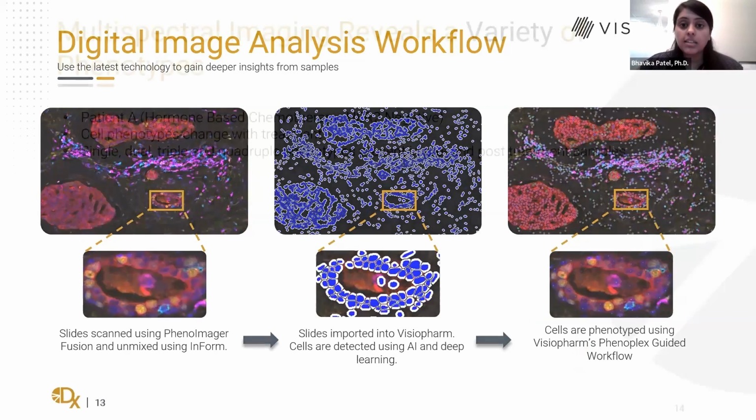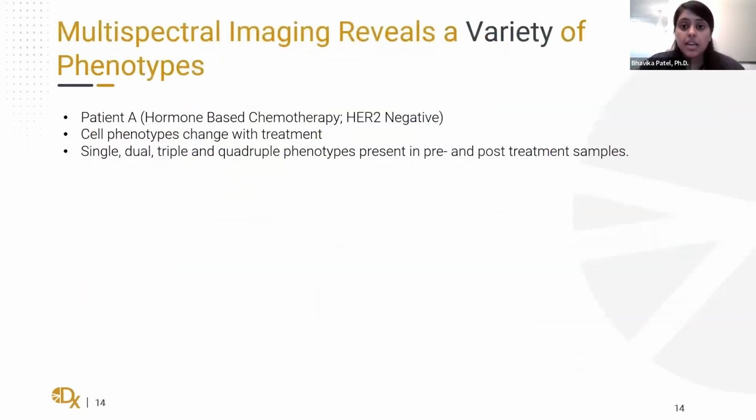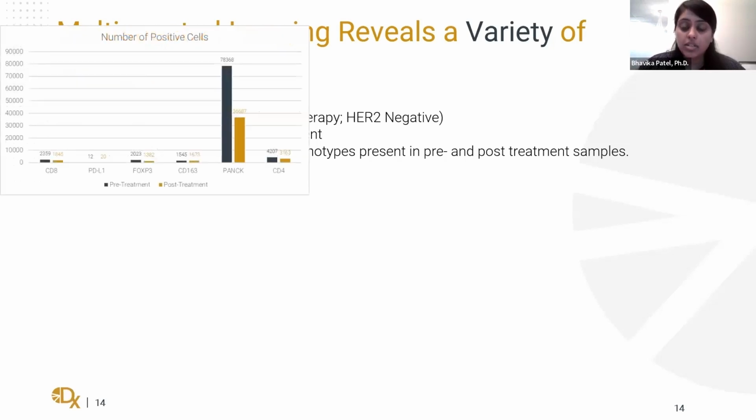At a quick glance, phenotyping analysis is able to output a variety of information, including information about each individual cell. Our analysis focused on the number of cells that express specific phenotypes. The first step is to use the Phenoplex guided workflow to identify all phenotypes. In this example, we're going to use patient A, who was treated using hormone-based chemotherapy and was a HER2 negative patient. This patient had 39 unique cell phenotypes.